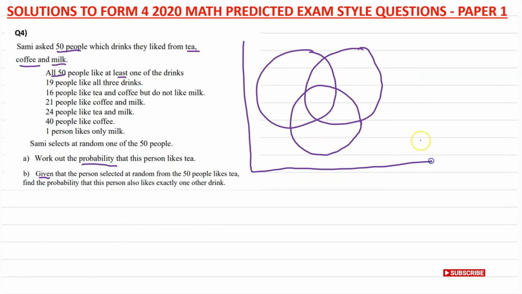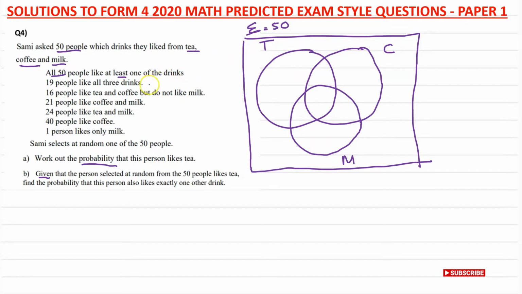Sorry, my lines are not straight. And then you need to label them. So that is tea, and this is coffee, and this is milk. And in total you have 50 people. So just make sure you write that down, because you need to check your answer as you go along, that you have the right number of people.